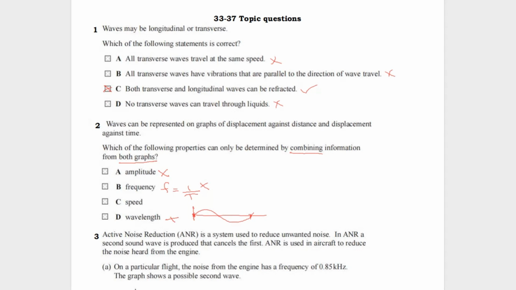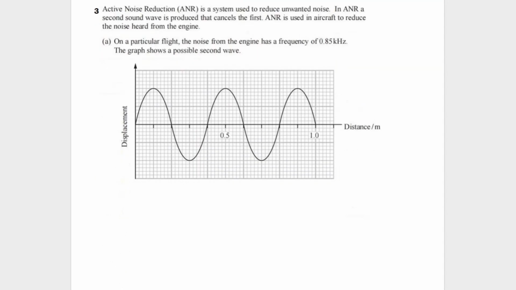But option C, which is the correct option, is wave speed, right? The wave speed formula is frequency multiplied by wavelength. So in order to find out the frequency, you need the displacement against time graph. In order to find out the wavelength, you need the displacement against distance graph. So you need the information from both the graphs to find out the speed value. So the correct option would be option C.